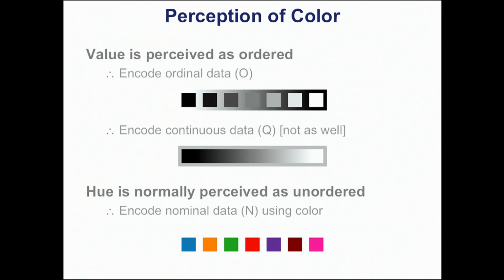And then finally with hue, we think of hue as unordered. There's no natural ordering to hue. And so this is really best for encoding nominal data. Okay? We do learn an ordering on hues, but that's a learned thing, like the rainbow ordering.